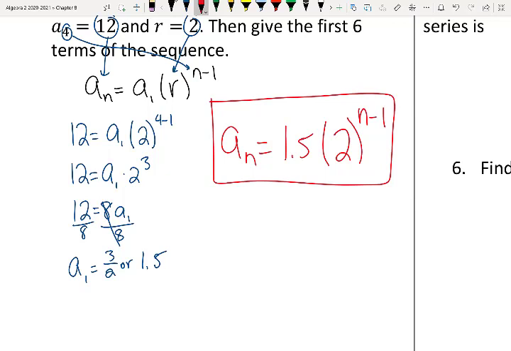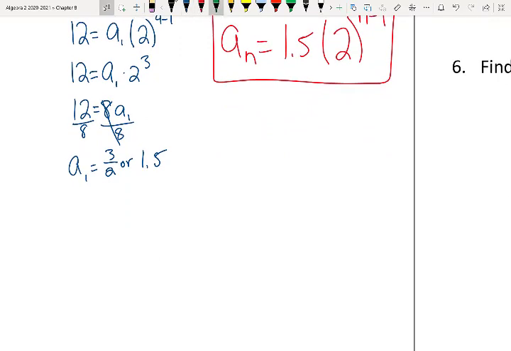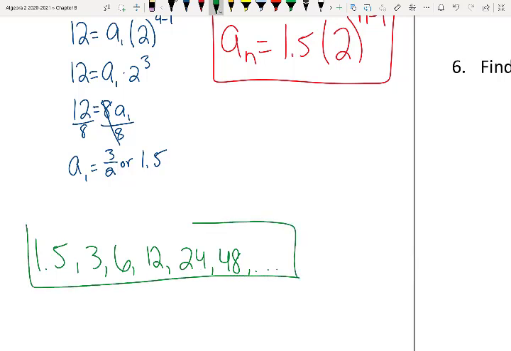Now we can do this strategically. We don't have to plug in 1 through 6 in my equation for n. I know that the first term, a sub 1, is 1.5, right? And I also know that my r value, my pattern to get from one to the next, is multiplying by 2. So instead of having to plug them all in, 1.5 times 2 is 3, times 2 is 6, times 2 is 12, times 2 is 24, times 2 is 48, and that should be 1, 2, 3, 4, 5, 6 terms. There we go. There's the first 6 terms of my sequence.